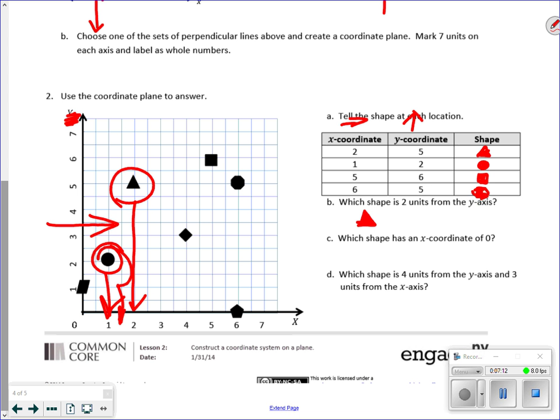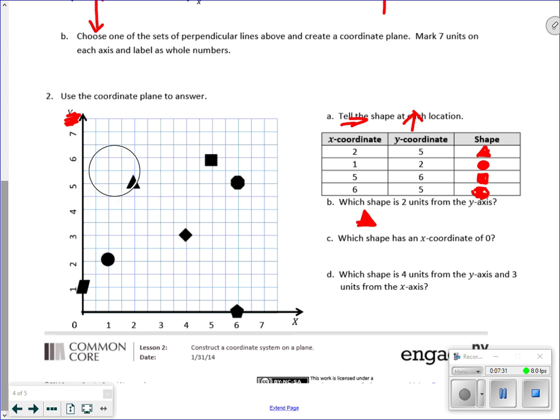That type of question is the one that people tend to get confused because they'll go the wrong way. They'll pick the wrong axis. It says from the Y, so you need to go to the Y and get away from it. That way.